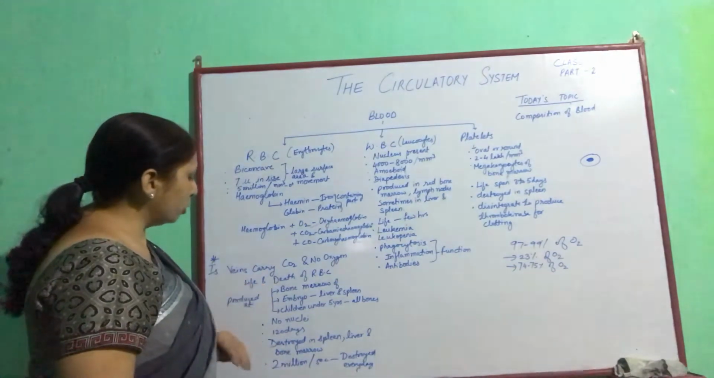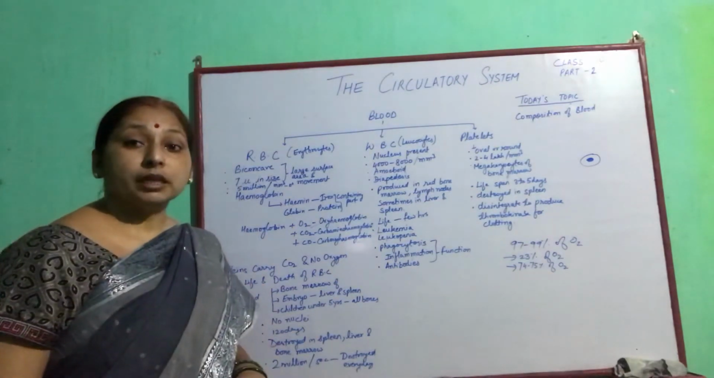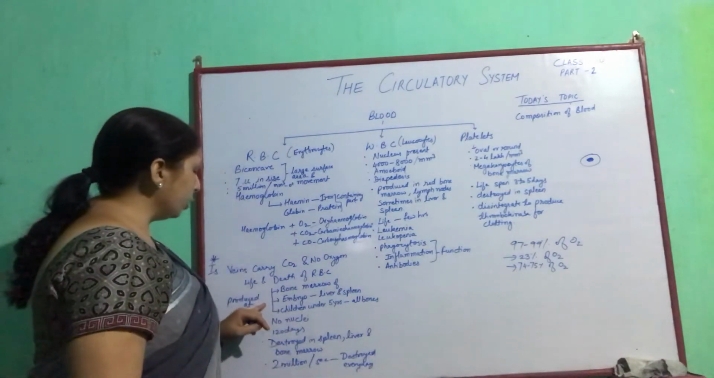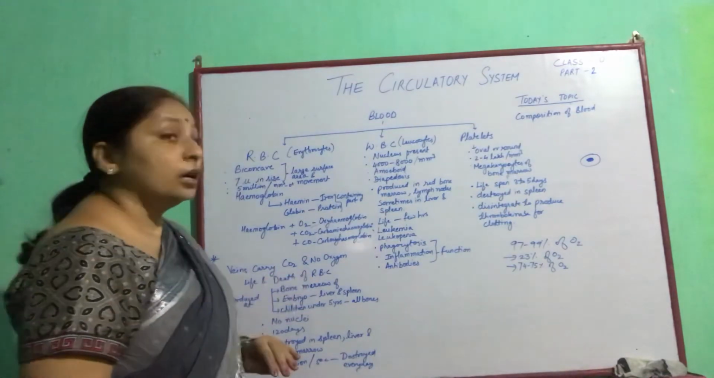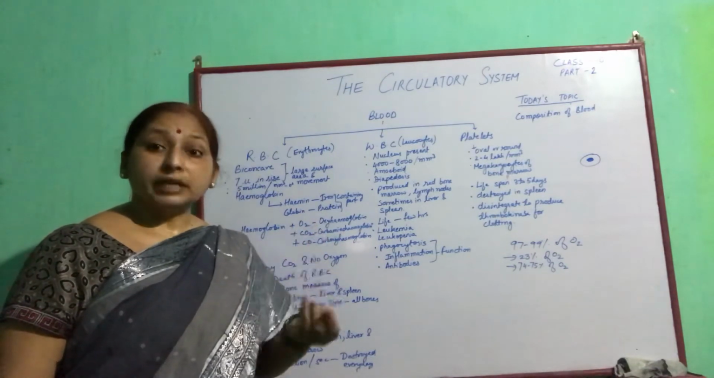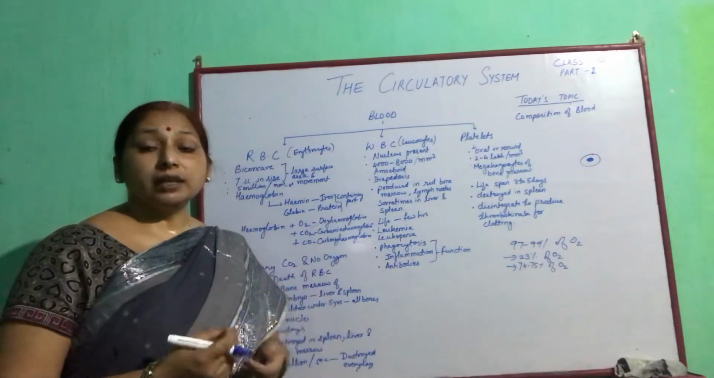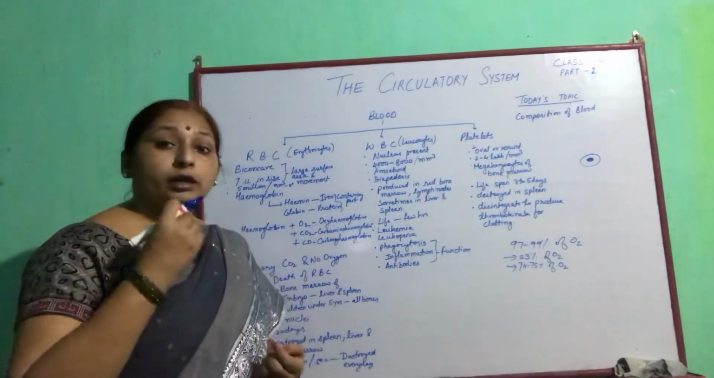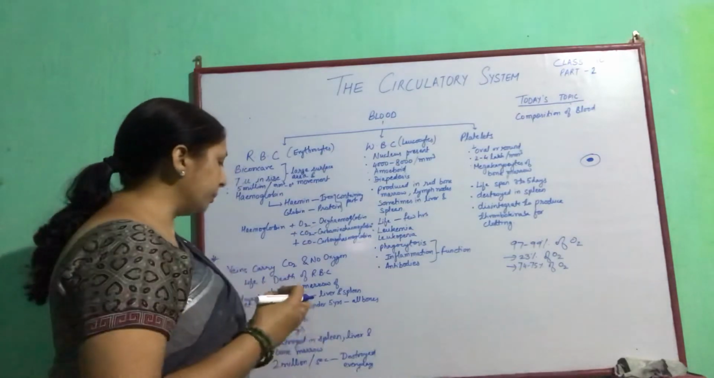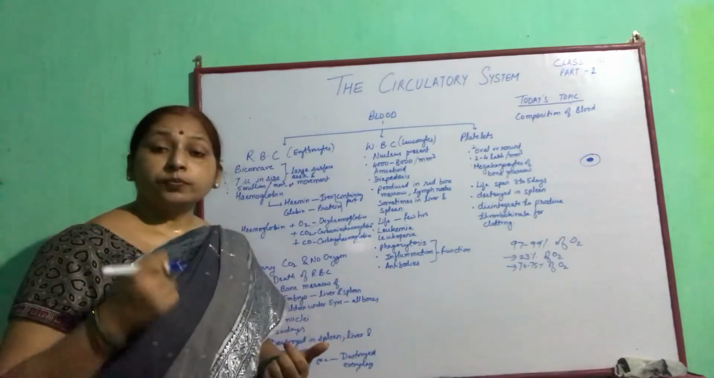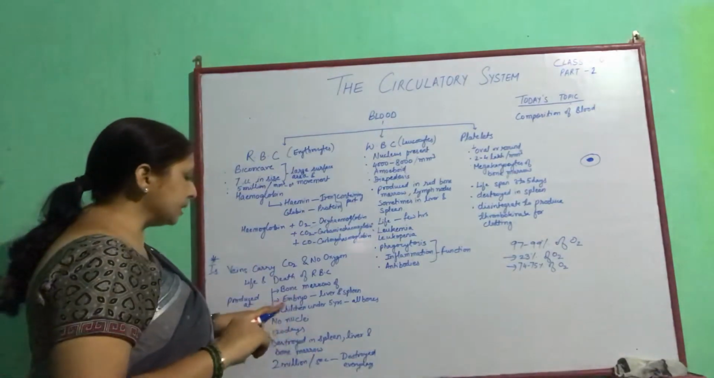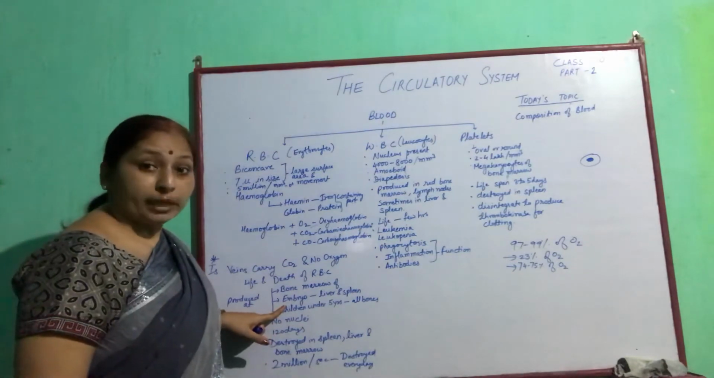Next topic is the life and death of RBC: where it is produced and where it is destroyed. The RBCs are produced in the bone marrow of all the long bones, the rib bone, breastbone, and the ilium of the pelvic girdle. So in an adult, RBCs are produced in all the long bones. In the embryo, RBCs are produced in the liver and spleen.